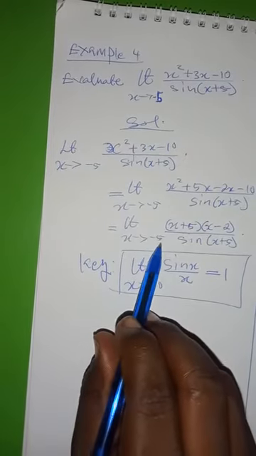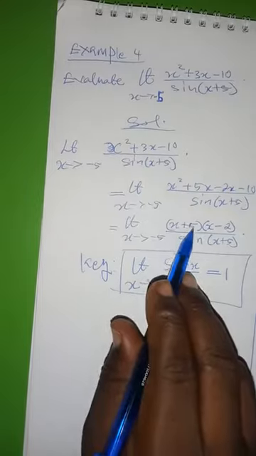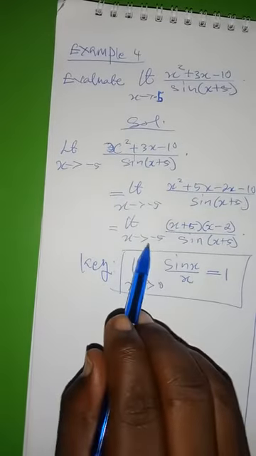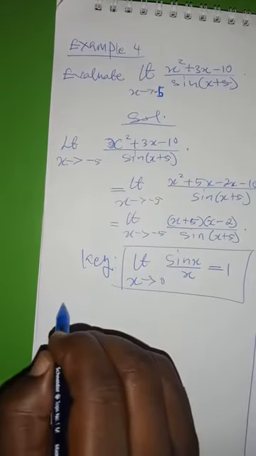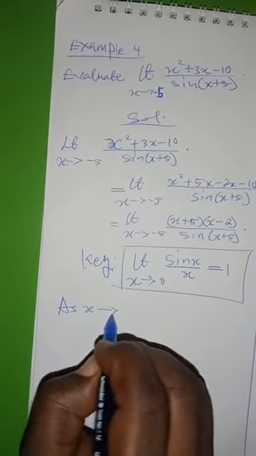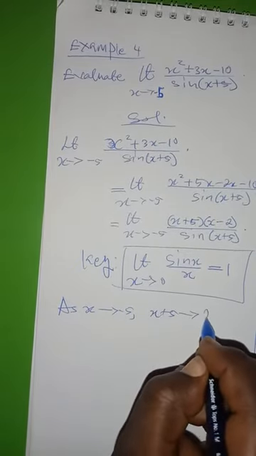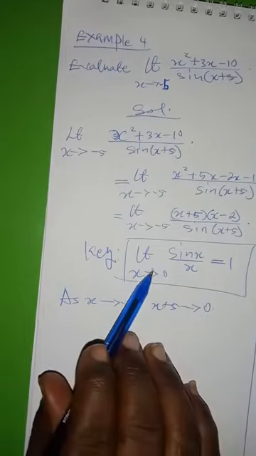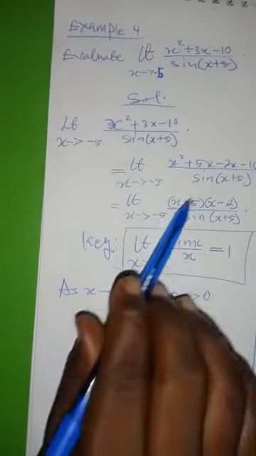But this doesn't tend to 0. But you should note that if x tends to minus 5, then x plus 5 also tends to 0. So as x tends to minus 5, then x plus 5 tends to 0. That's the idea. So I have this sort of a limit here. Okay, so now I'll manipulate this.